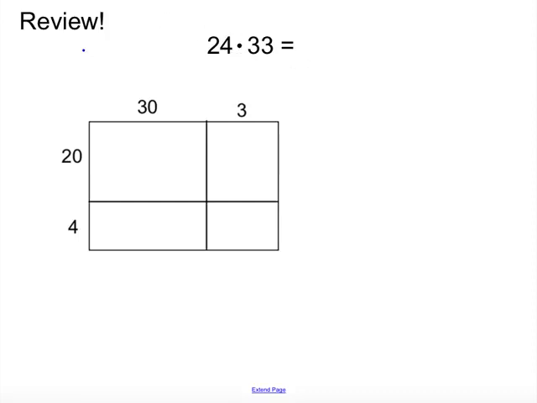And how we set this up is we're breaking apart the 24 and the 33 into tens and ones. So the 24 becomes 20 and 4, 20 plus 4 is 24, and 33 becomes 30 and 3, 30 plus 3 is 33. So that's the setup. And then we start, and we're actually finding areas. We're finding 4 areas, and we're going to add it together.